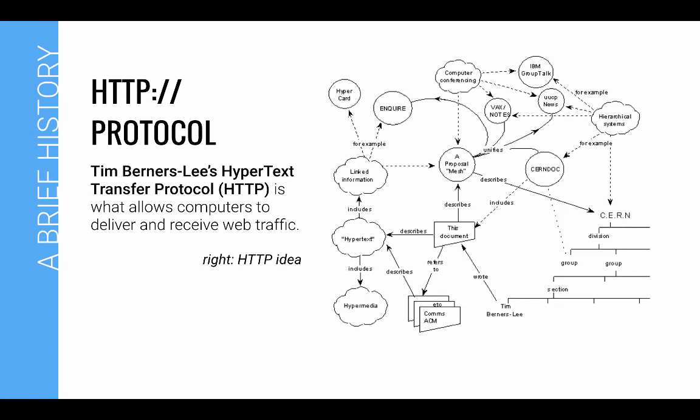What it does is it goes out and looks for another address on that network. This is what allows computers to deliver and receive web traffic. And on the right, this was just his initial idea. You can see how simple it is. Of course, now the concept of the cloud is incredibly complex, but this was the basic idea that he started with. In fact, he originally drew it on the back of a napkin.